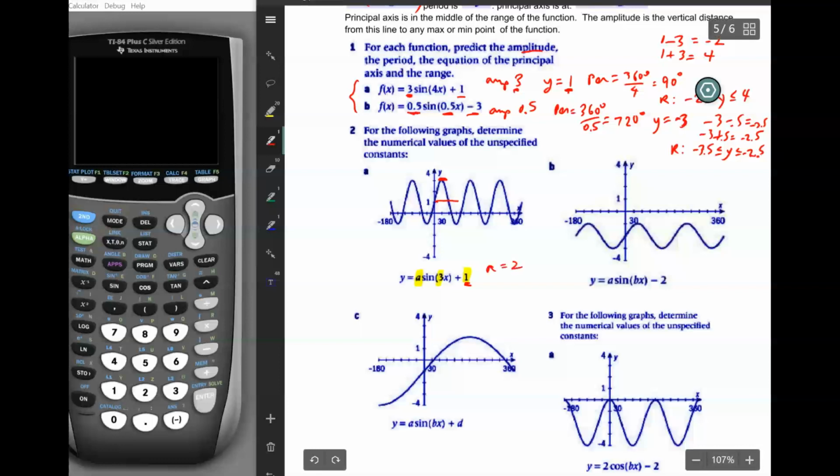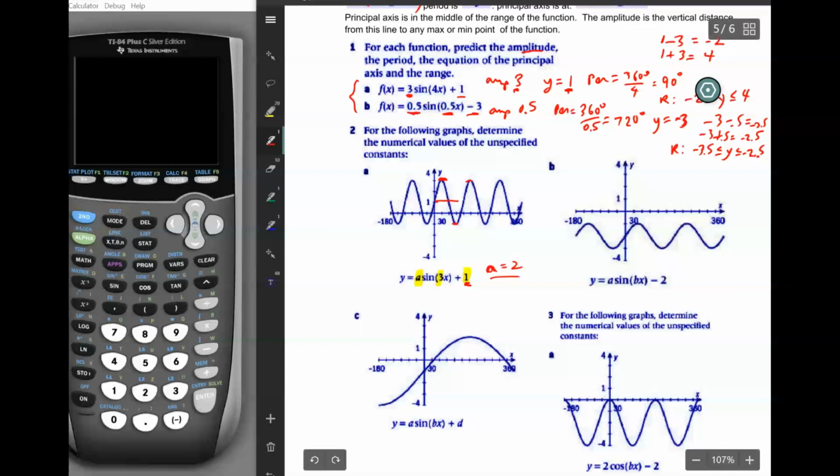If we did it the other way, where we go from the bottom to the top, it would be from -1 to 3. That would be a distance of 4. Divide that by 2, it's also 2. So the amplitude is 2, or the A value is 2. Okay, let's look at the next one.